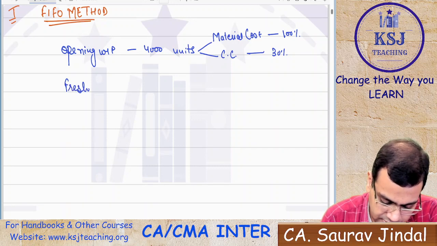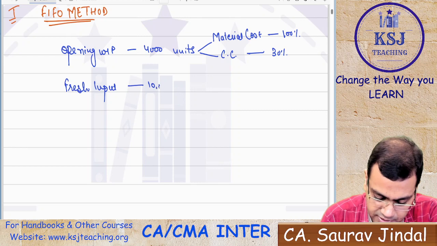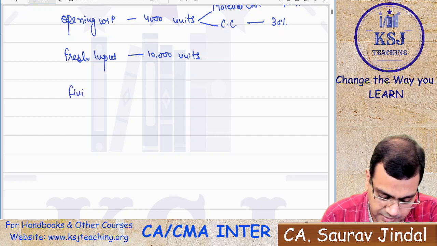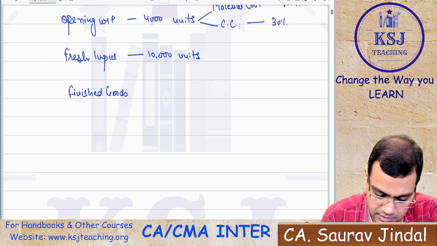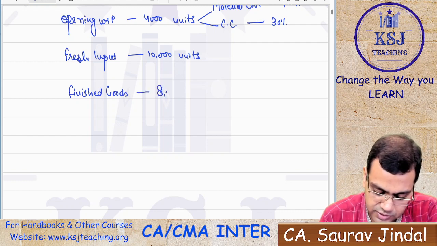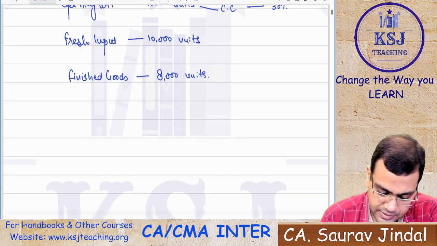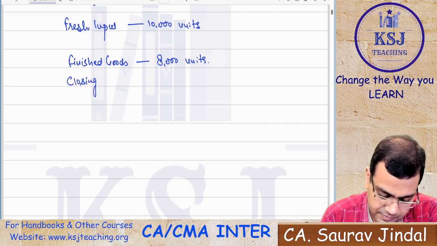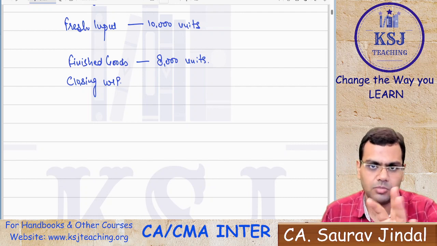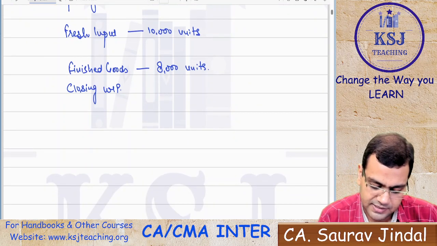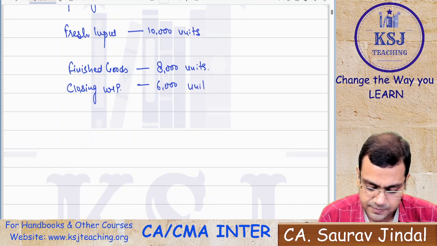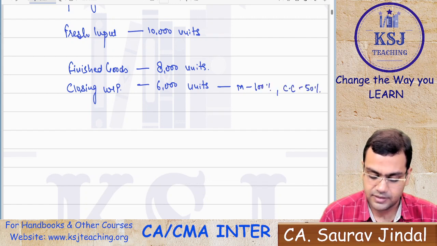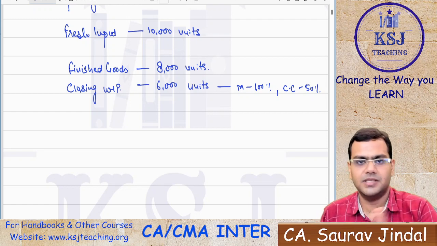Fresh input 10,000 units. After that it says finished goods, let's say it is 8,000 units. And then we will take whatever is there in the closing WIP. So I'll not take the treatment of normal and abnormal loss here. So I'm writing closing WIP as 6,000 units, taking a simple scenario here on which material 100% and conversion cost 50%. Normal and abnormal loss treatment will remain same.